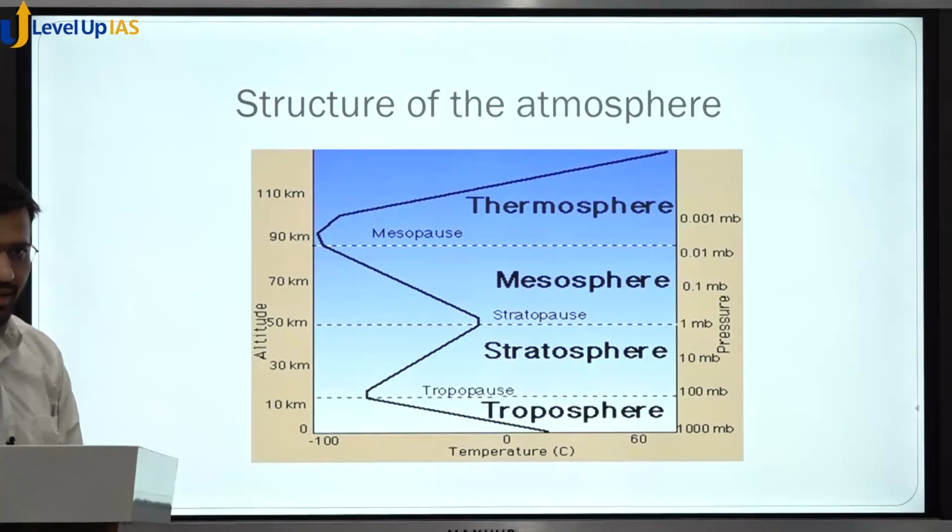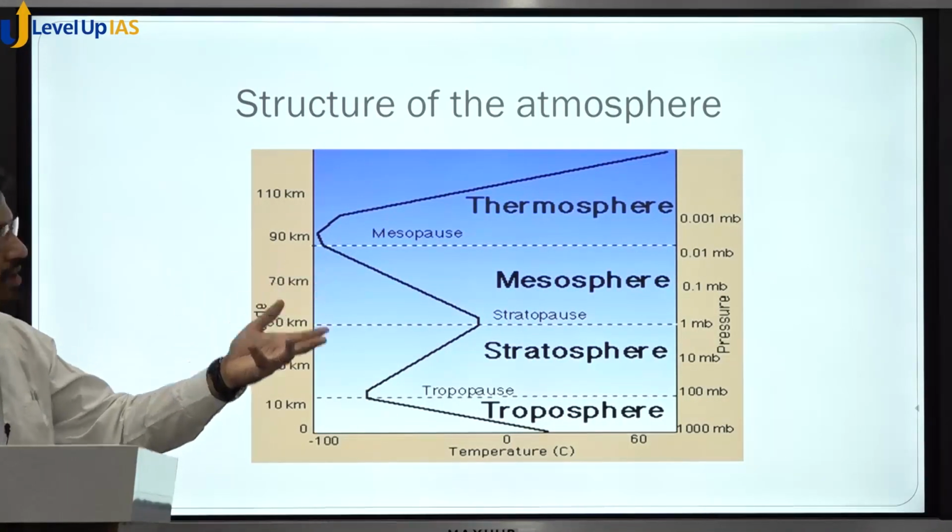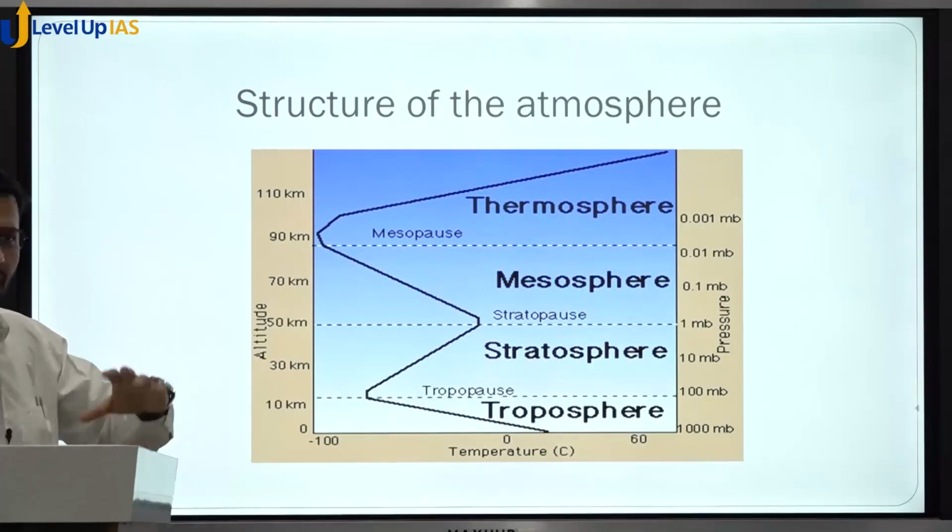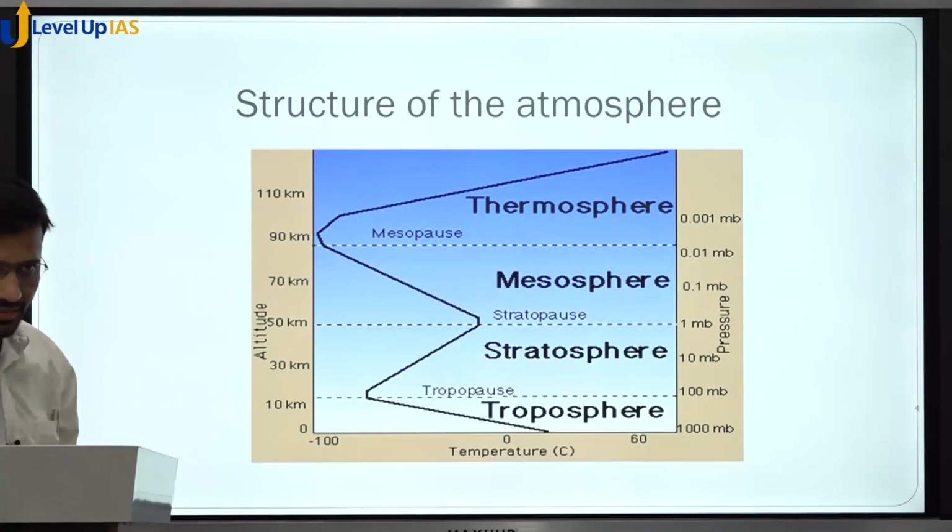Why does temperature increase? Because in the stratosphere, you have ozone. Ozone's characteristic is that it can absorb the solar radiation directly. Because it is directly absorbing the shortwave solar radiation, it keeps that layer warmer. Okay, after that comes the stratopause, then comes the mesosphere. In the mesosphere, as you are moving upward, temperature is again decreasing.